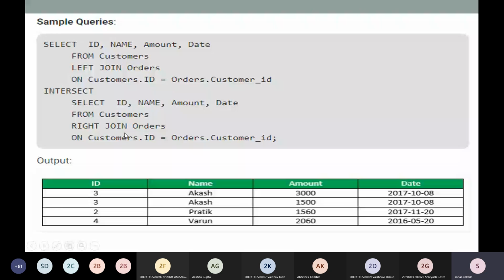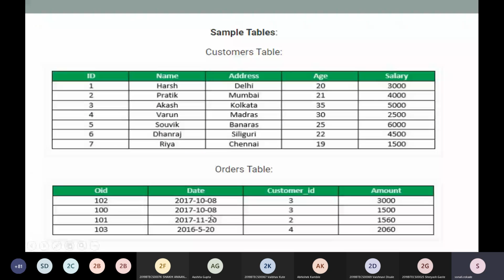These two tables are smaller, so we can also overlook them to find out which are the common values. We are applying this condition on the basis of customer ID and ID from both the tables. So 3 is the common one, 2 is also common, and 4 is also common. Any customer can purchase a number of products at a time, so here are the product IDs or order IDs which are available. All the common values will get displayed here.